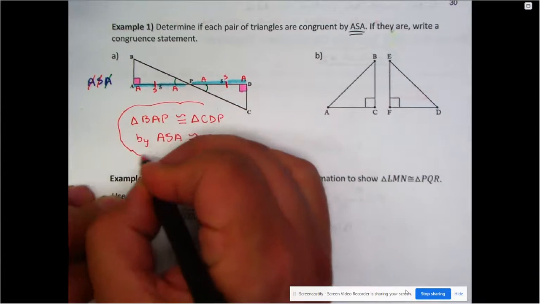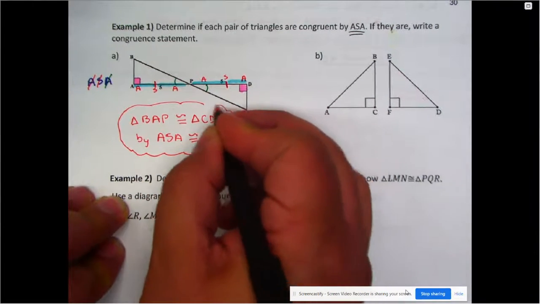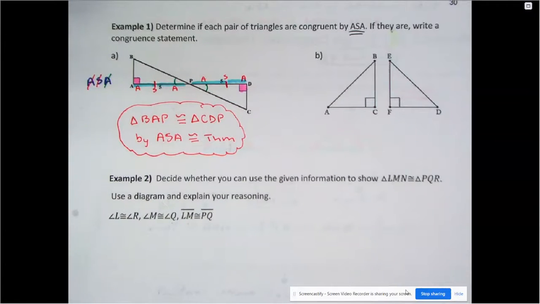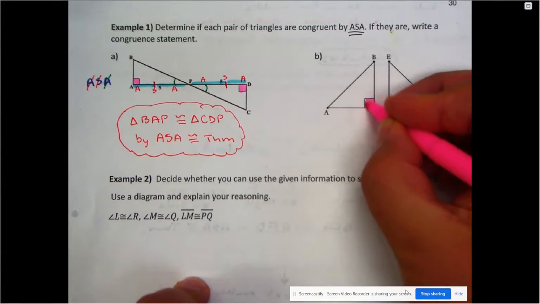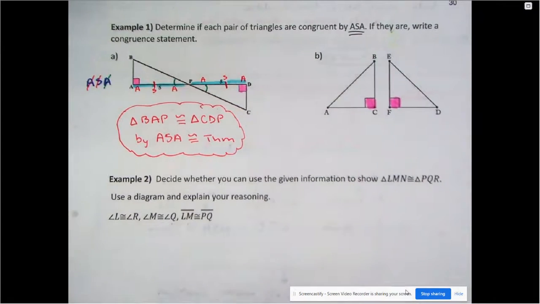So they want two things written out. You're going to do the same thing on the classwork for the first questions on the classwork. So now let's look at B. When I'm looking at B, well, again, it's time for me to put my marks. So I see that they have this angle in common. That's only one angle. So let's see.